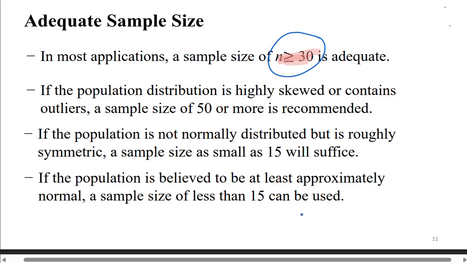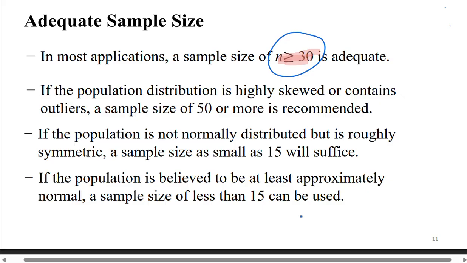But another thing we want to consider is whether it is skewed or not skewed. If your population distribution is highly skewed or has some outliers in there, a sample size of 50 or more is the recommended sample size. If it's not normally distributed but roughly symmetric, a sample size as small as 15 should be okay.